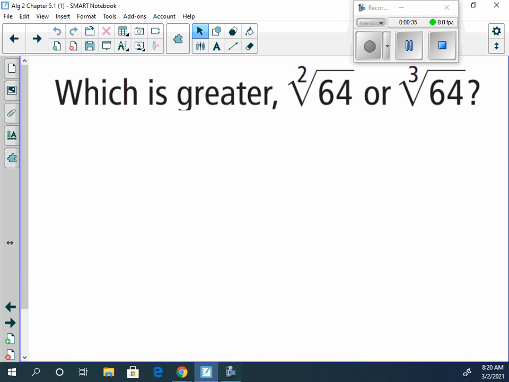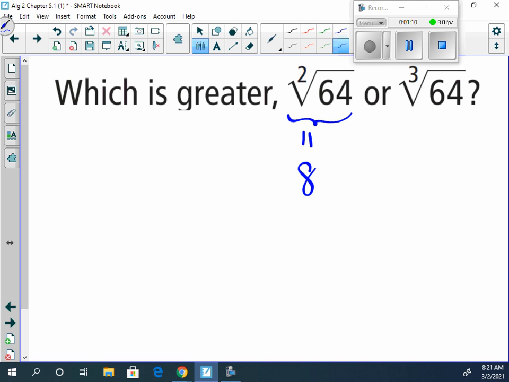Now, looking at this here, which one is greater? That actually is the square root. So this here is the square root of 2. Now, we don't normally write the 2 in there, but it is the square root of 2. So what is the square root of 64? 8.